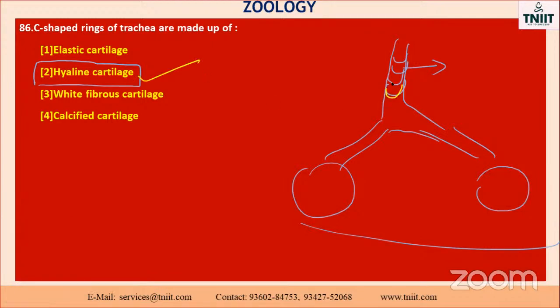Okay. Here the trachea is made up of which one? C-shaped ring structure. Okay. It is made up of hyaline cartilage. That is very, very important.